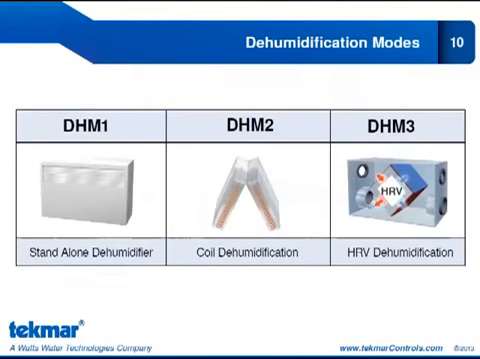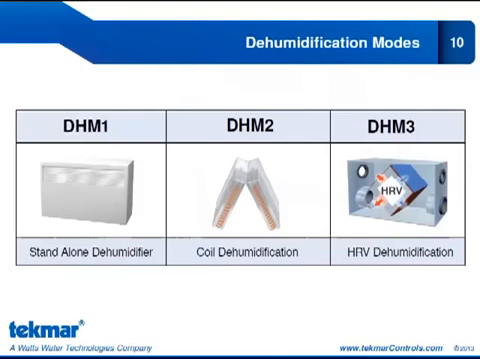There are 3 dehumidification modes in the 553. So you'll notice in the 557 we had 5. Now we have 3 for the 553. We have dehumidification mode 1, which will enable a standalone dehumidifier that is not part of the ductwork. We have dehumidification mode 2, which will operate a DX coil to condense water out of the air for dehumidification.